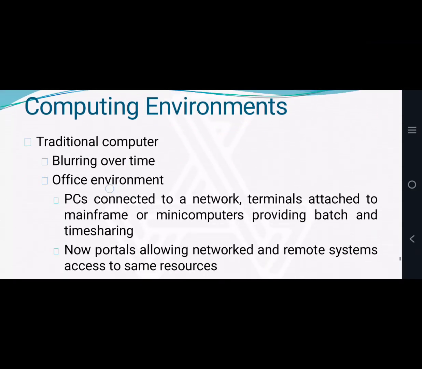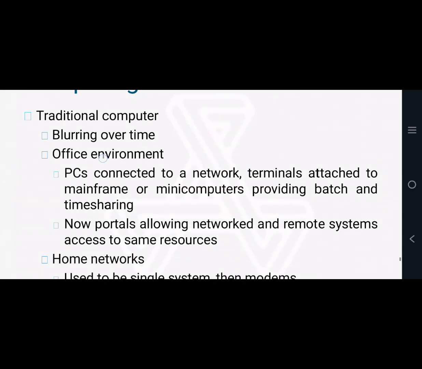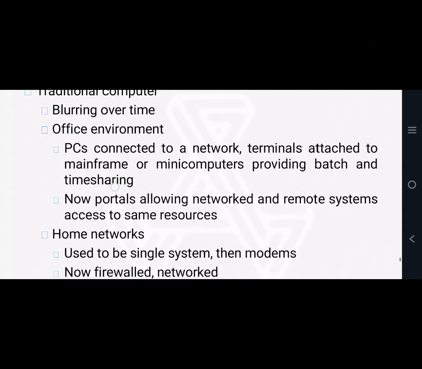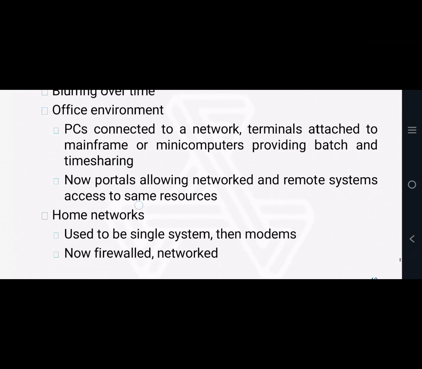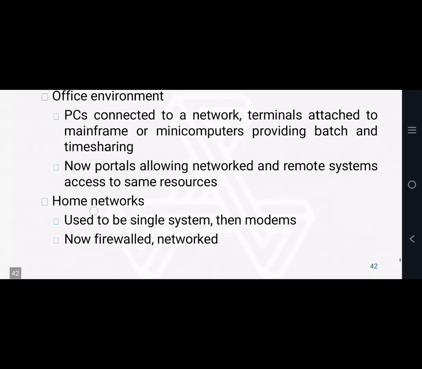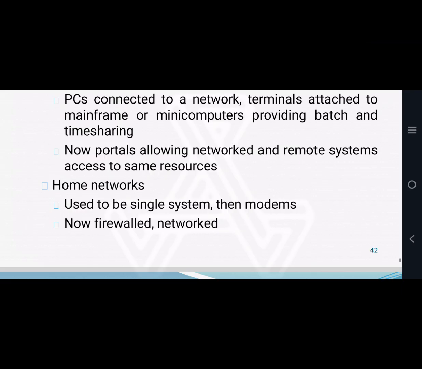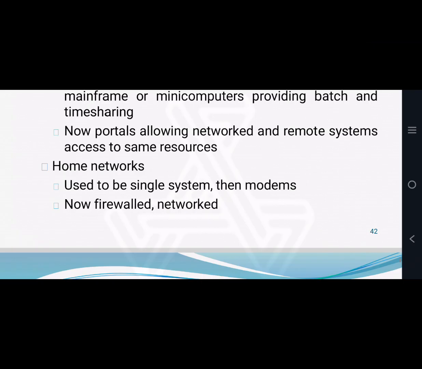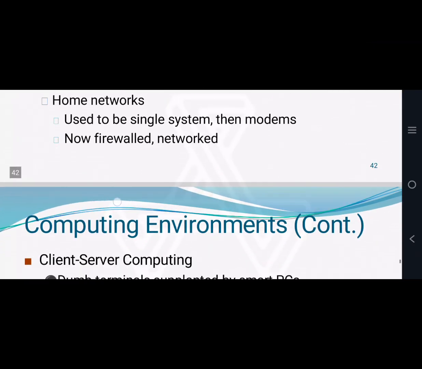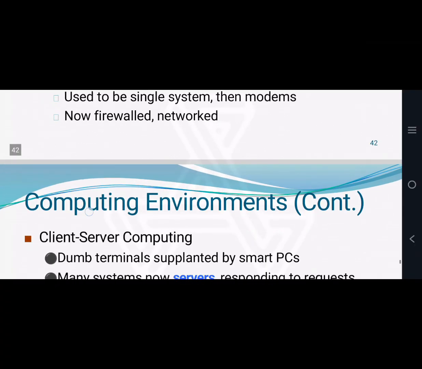Computing environments. The traditional computer is blurring over time. Office environment: PCs connected to a network, terminals attached to mainframe or minicomputers providing batch and time sharing. Now portals allow networked and remote systems access to the same resources. Home networks used to be single system, then modems, and now are firewalled and networked.